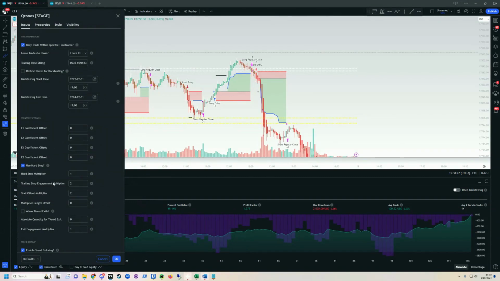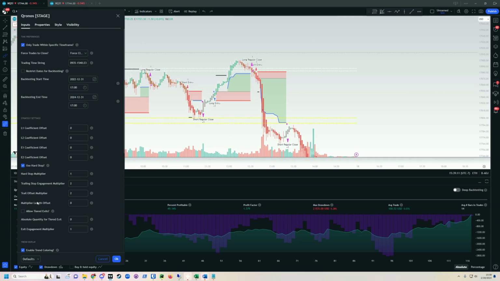We'll come and look here. So the trailing stop engagement multiplier and the trail offset multiplier, in my opinion, should be fairly close, because you can see once this comes into play, it's very close to your entry price. So it may not keep a lot of the profit, but that's what our tiered exits are for, and I'm going to show you that in one moment.